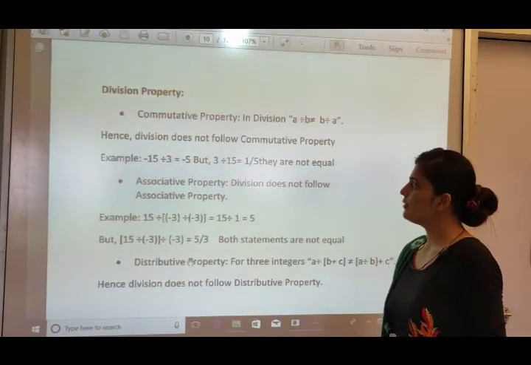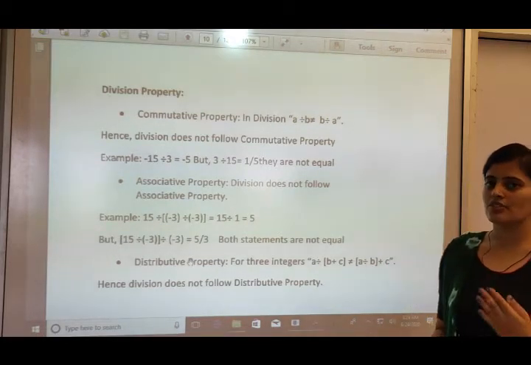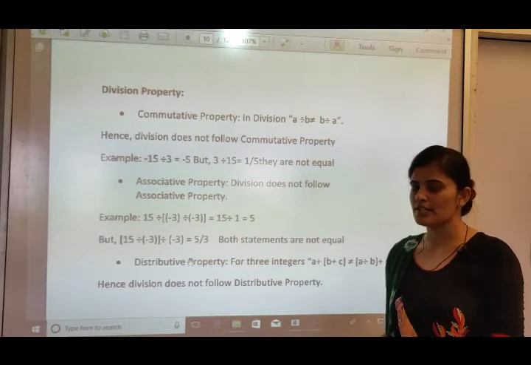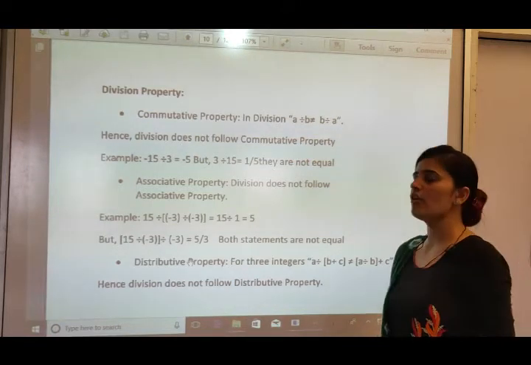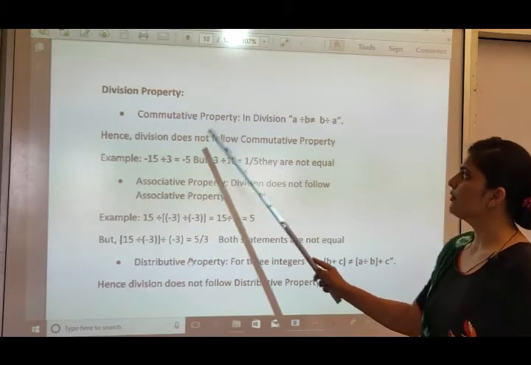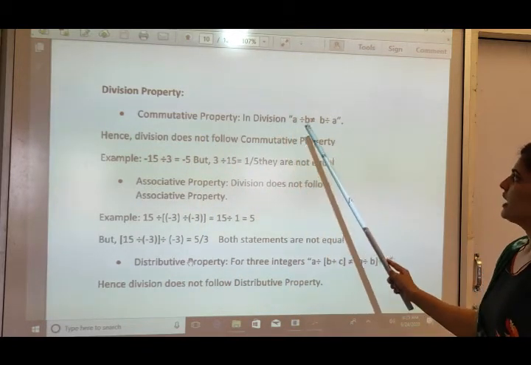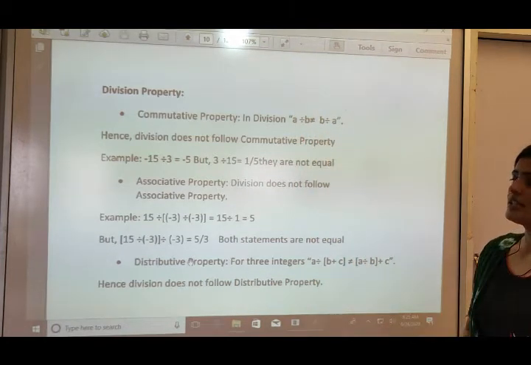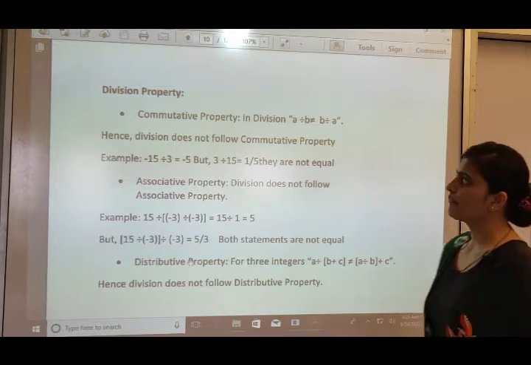Now let us see the properties. We have already learned about the subtraction, addition and multiplication properties for the integers. Now we will learn about the division properties of integers. First, the commutative property. In division, a divided by b is not equal to b divided by a.